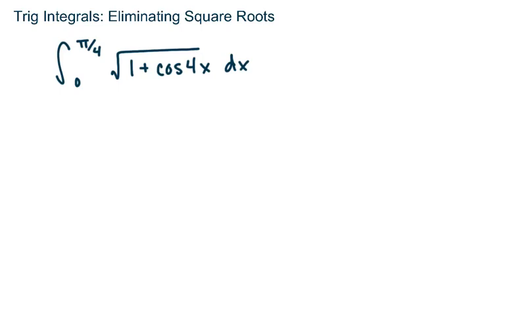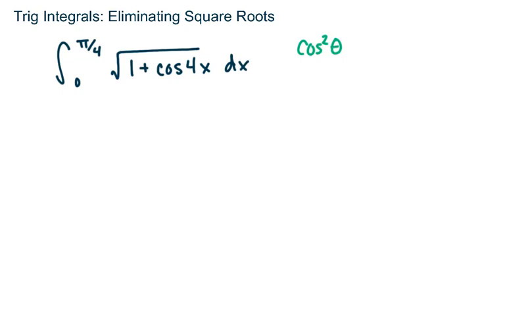Welcome back. In this video, we're going to do some more trig integrals. In this situation, we're going to look at a strategy for eliminating a square root. So we have some trig identities that we know. One that we use a lot in Calculus 2 is a double angle for cosine.